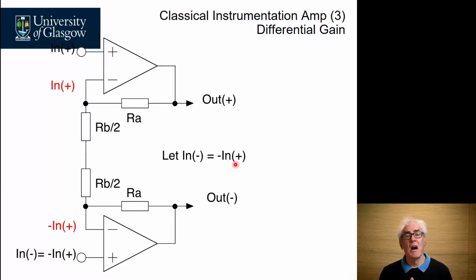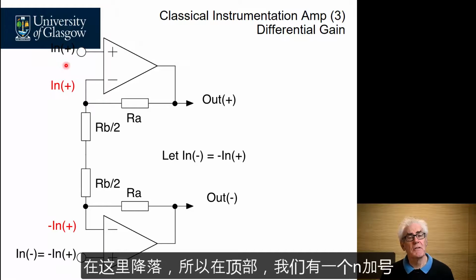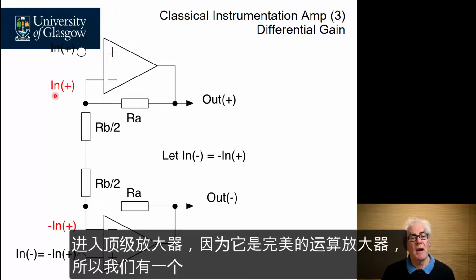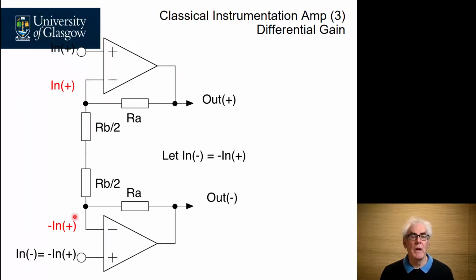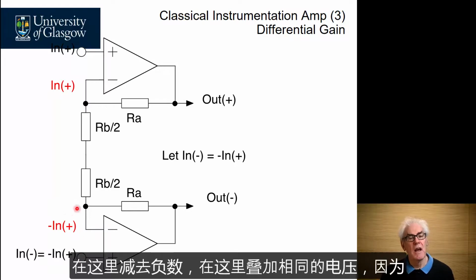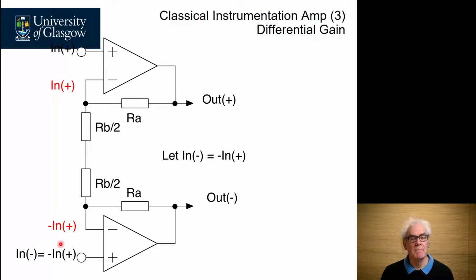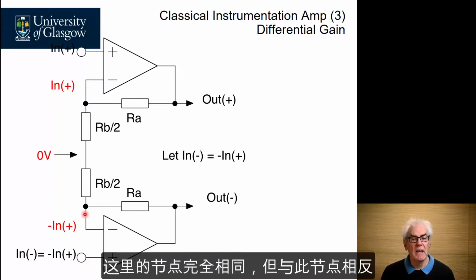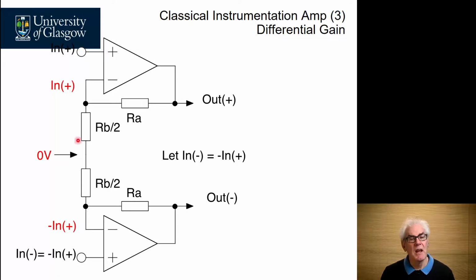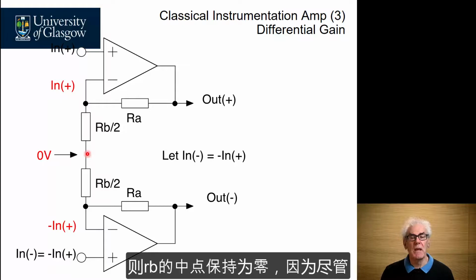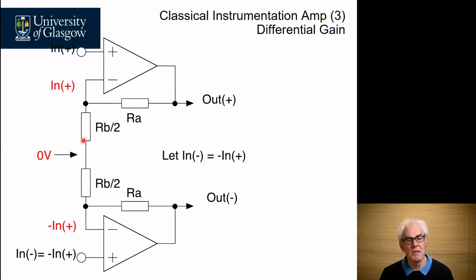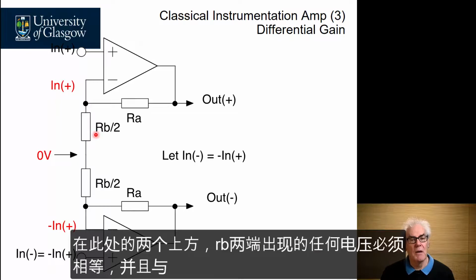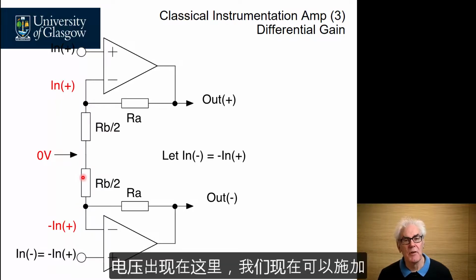in other words the signals are completely out of phase and symmetric with each other, then we land up with this here. At the top we have an in plus going into the top amplifier, and because it's a perfect op amp we have an in plus appearing at this node here. At the bottom amplifier we have an in minus down here, which superimposes the same voltage up here. Because this node is exactly the same but opposite to this node, the midpoint of RB remains at 0, because although there's current flowing through RB upon 2 here, the same current flows through this resistor, therefore any voltage appearing across RB upon 2 up here must be equal and opposite to the voltage appearing here.